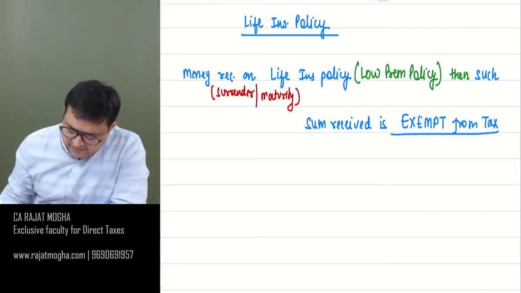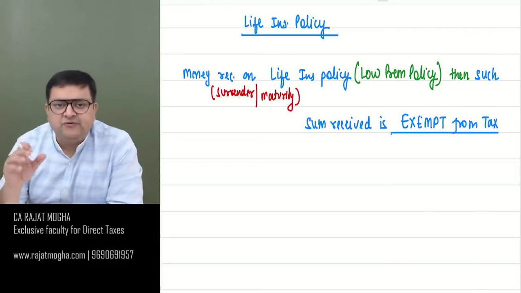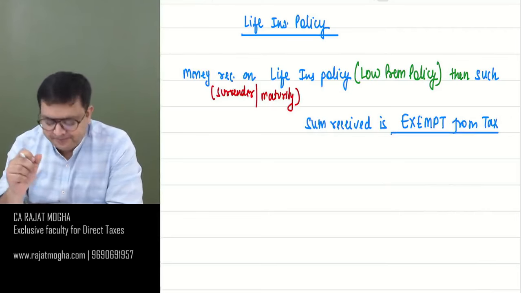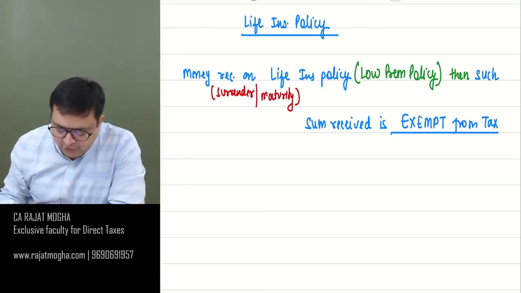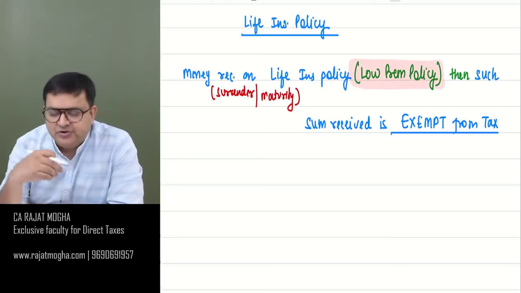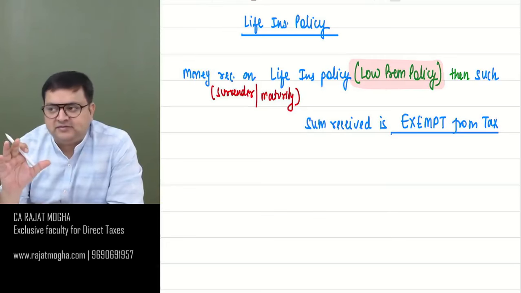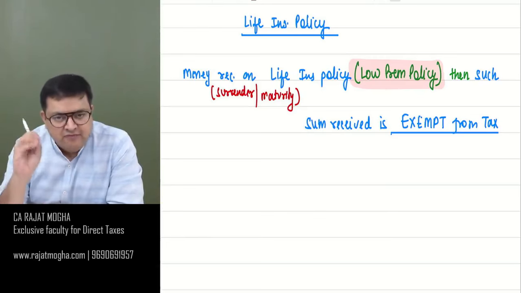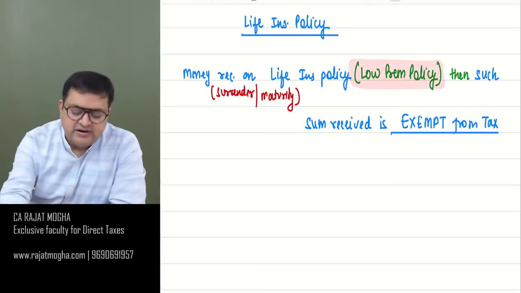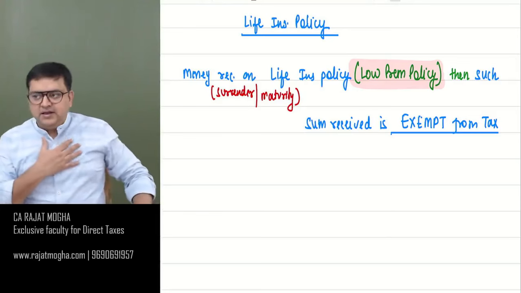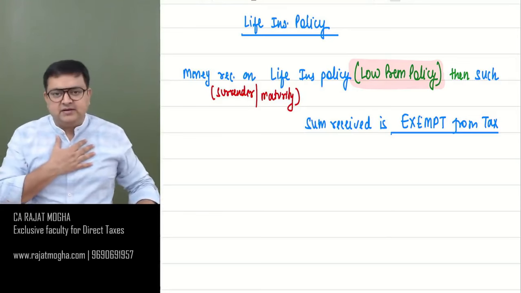Guys, whenever you receive money, let's say you have taken a low premium policy. What is a low premium policy? I'll explain. So if you have taken a low premium policy, and at maturity you receive any amount from this policy, that is exempt from tax. If it is exempt from tax, let's say I am an insurance company.